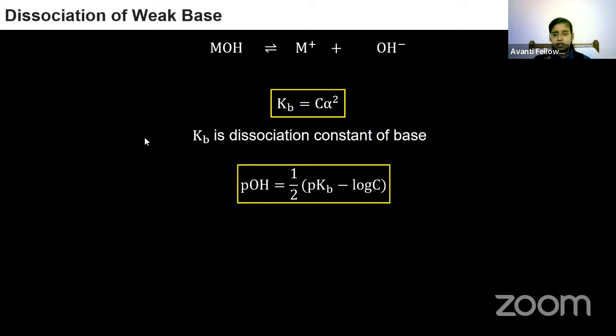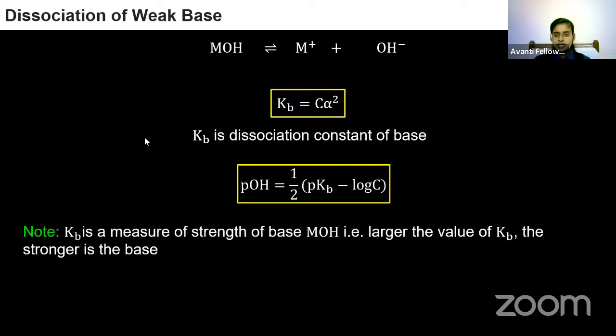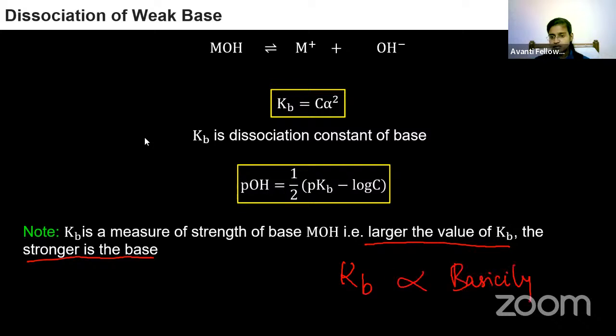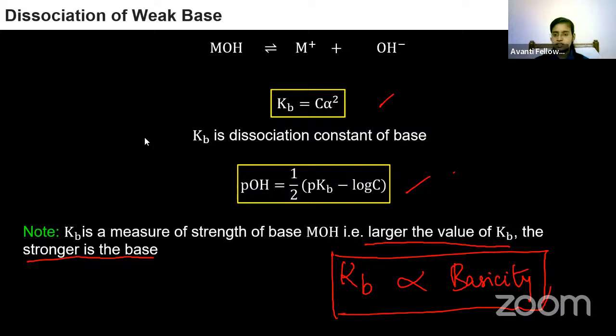But the very important difference is Kb is the measure of the strength of the base. The larger the value of Kb, the stronger is the base. So Kb is directly proportional to basicity. If the value is larger, basicity is more. Got it? So this is all about Kb and pOH, and Ka and pH. All right.